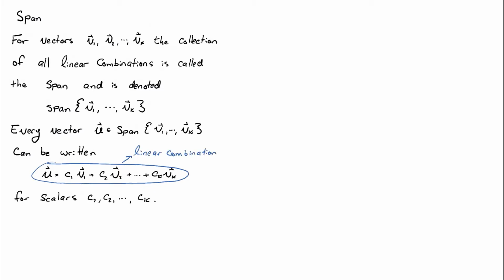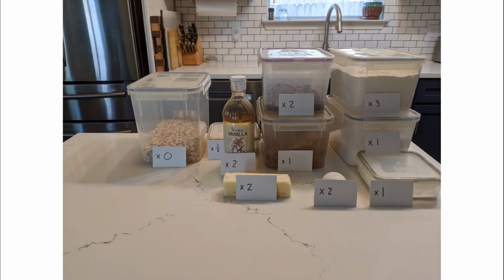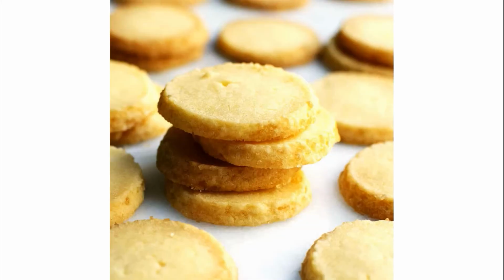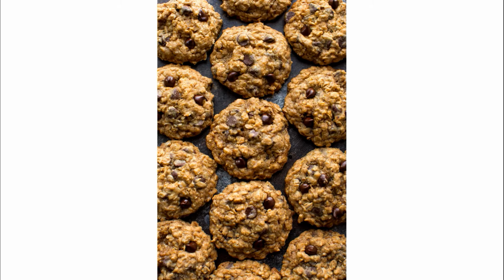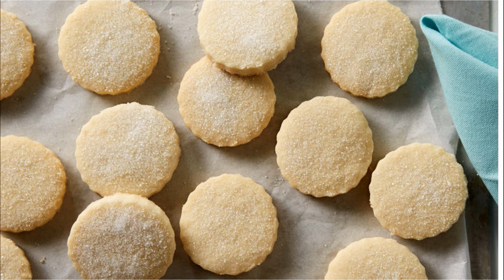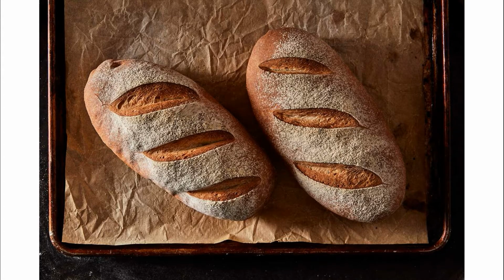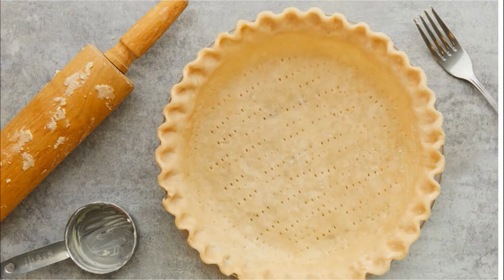Let's talk about cookies again. You can make a wide variety of cookies using a combination of butter, white sugar, brown sugar, water, eggs, vanilla, baking soda, salt, flour, chocolate chips, and oatmeal. For example, you can make sugar cookies, butter cookies, chocolate chip cookies, oatmeal cookies, chocolate chip oatmeal cookies, shortbread cookies. Hold on, was that a cake? Wait a second. What's happening?